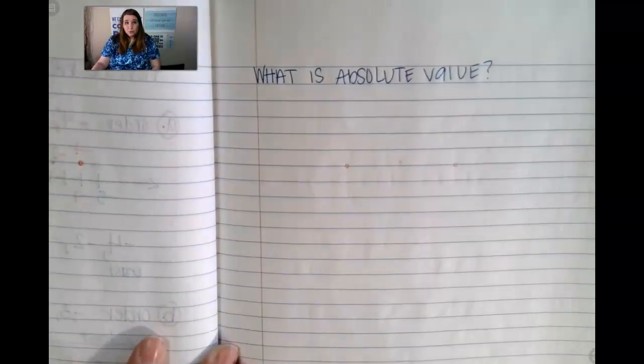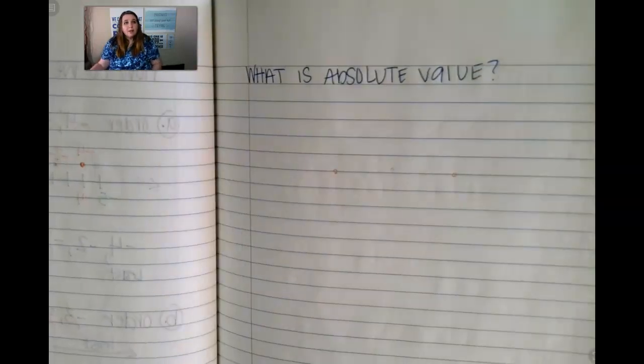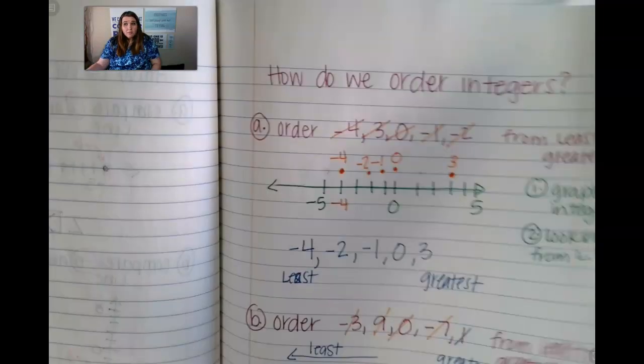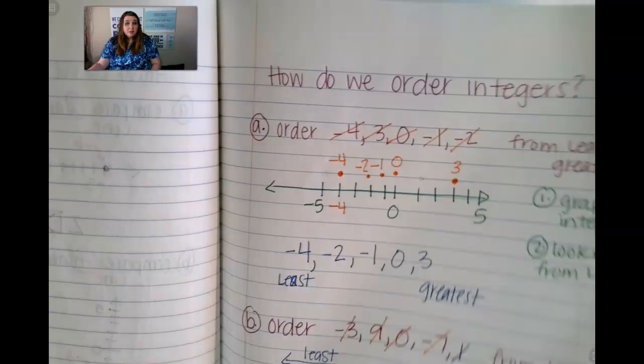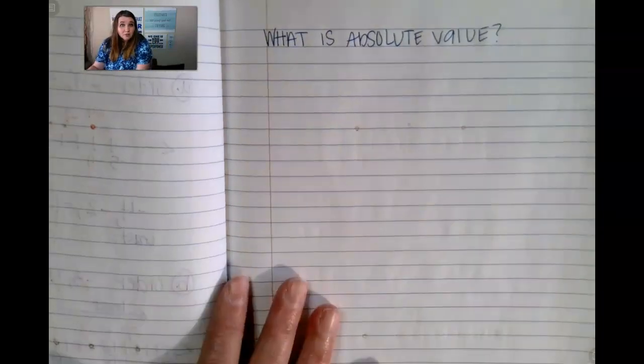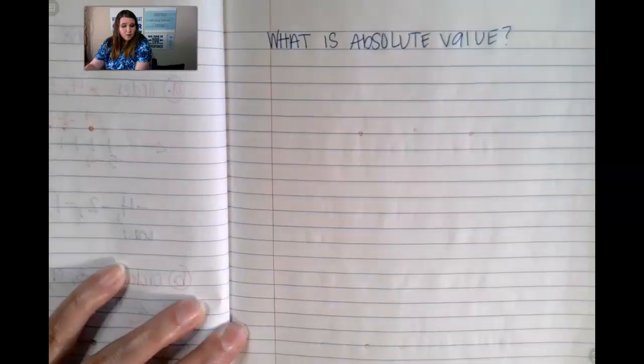Learners, today we are going to be talking about absolute value. So we've been doing a lot of work with integers and the number line and knowing where integers are, what the value of one thing is compared to the other, how to put them in order. But we really need to talk about absolute value before you head on to your next section.